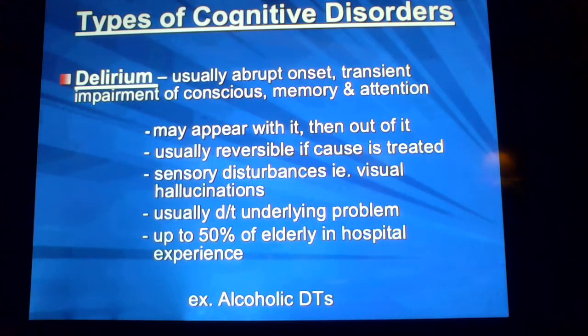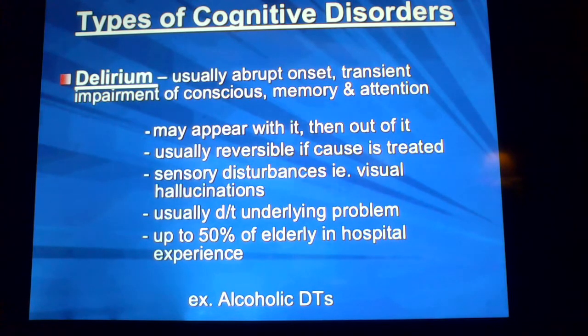So there are basically two types of cognitive disorders. One of them is delirium. It has an abrupt onset. It is a transient impairment of consciousness, memory, and attention. In other words, the person can be clear thinking one minute, a few minutes later they're confused, and they go back and forth, in and out of delirium. It is usually reversible if the cause is treated. Sensory disturbances such as visual hallucinations are rather common, usually due to an underlying problem.